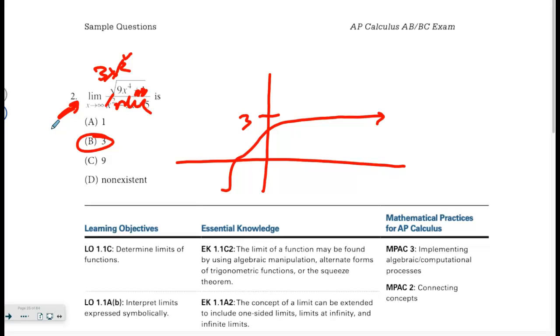They put it in limit notation, so that's really nice. But they could have said, what is the horizontal asymptote? So make sure you understand that those two things are synonymous. They mean exactly the same thing. This one you'd have been lucky.